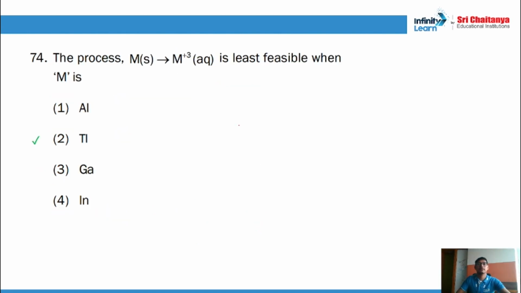The process is least feasible. Obviously, it will be for thallium because it shows inert pair effect. Its +3 state is highly unstable.